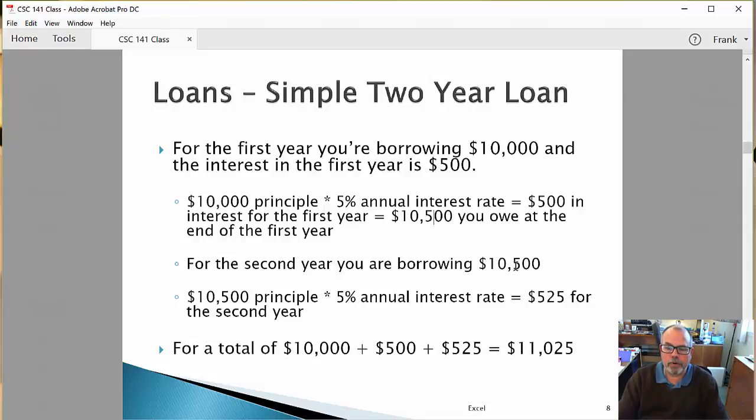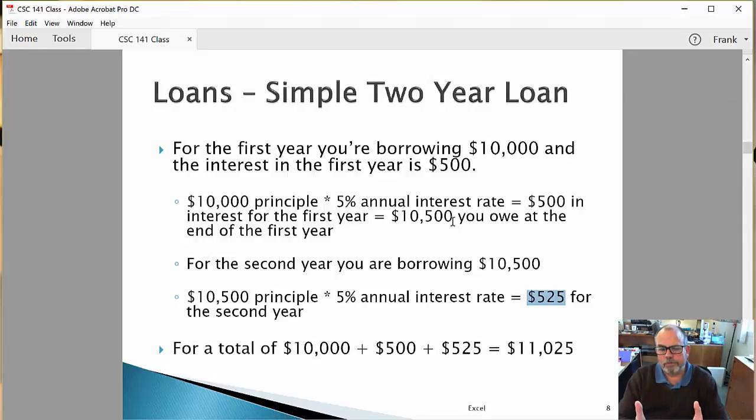So for the second year, you're borrowing $10,500, and at the end of that second year, $10,500 of principal, that was the amount for the second year, at 5% interest rate is $525 for the second year. So at the end of the second year, when you pay everything back, you're going to pay back the $10,000 of principal plus $500 interest for the first year, plus $525 interest on the second year, for a total of $11,025 is what you pay back.